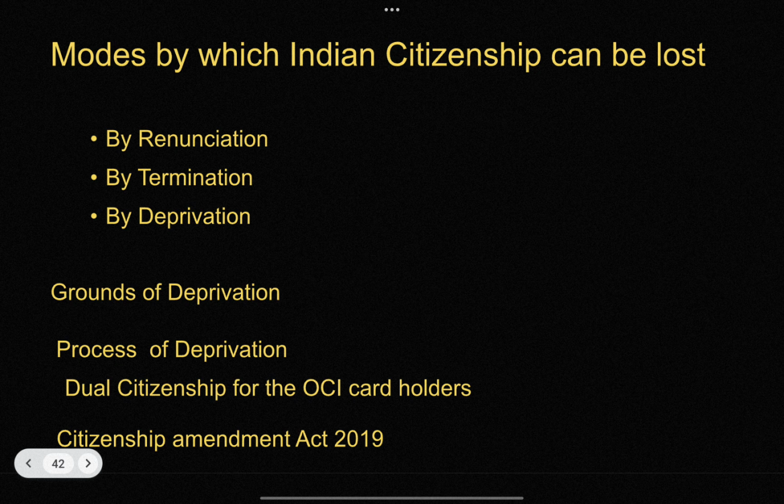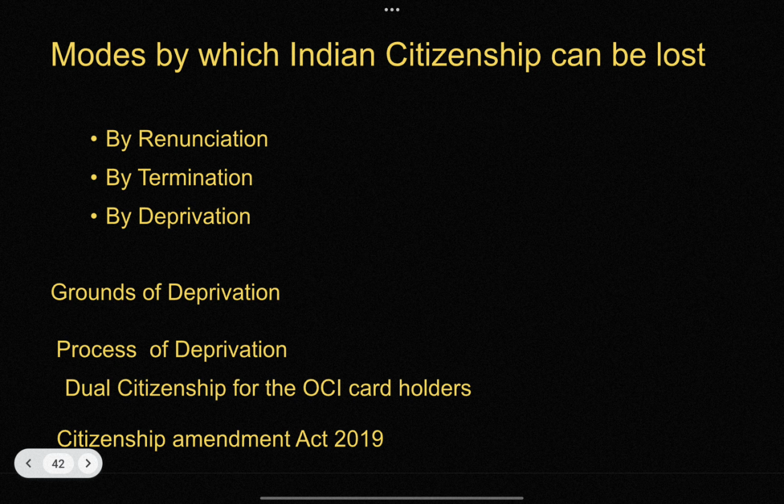Now we are going to understand the third and the last one, which is deprivation. A person can be deprived of his Indian citizenship by an order of Government of India if, first, the certificate of registration or naturalization is acquired by fraud or by concealment of facts. Second, if a person within 5 years of acquiring the Indian citizenship is convicted for at least 2 years of punishment. It can be by any court of the world.